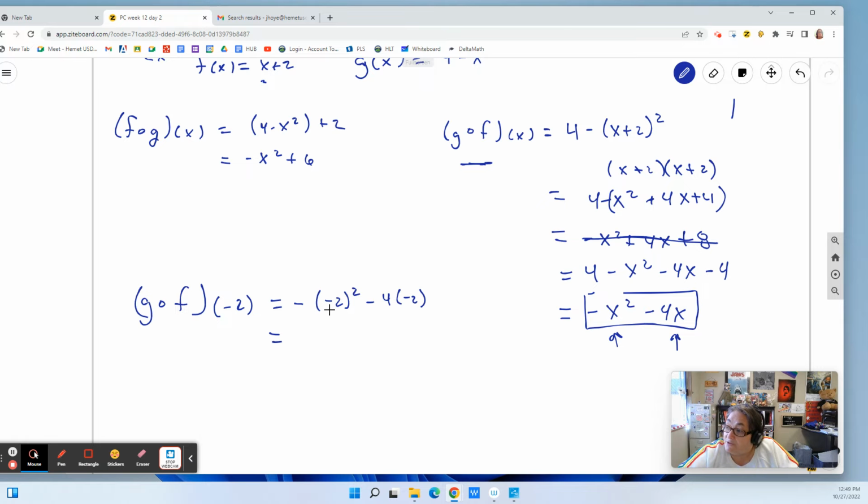So I would go minus negative 2 squared minus 4 times negative 2, and we could solve it from there. Negative 2 squared is 4, but we have that negative on the outside of it, so it's negative 4. Negative 4 times negative 2 is plus 8, and negative 4 plus 8 is just 4. So we went from all of that mess down to 4, right?